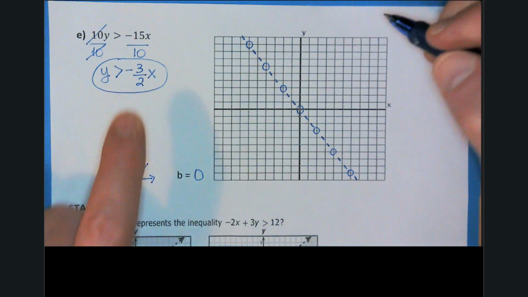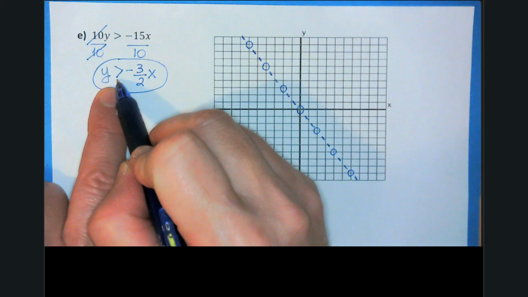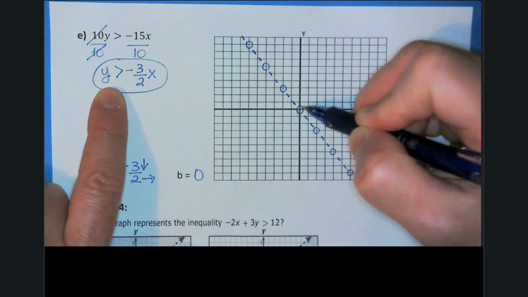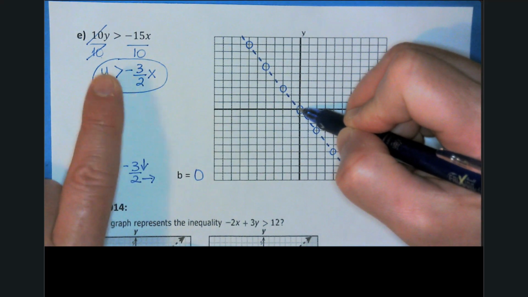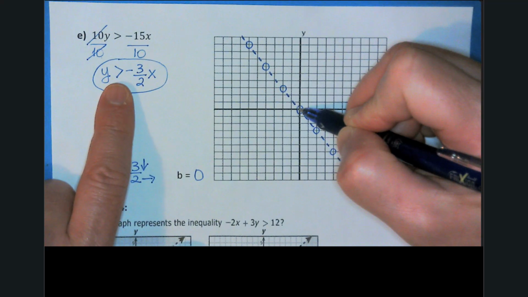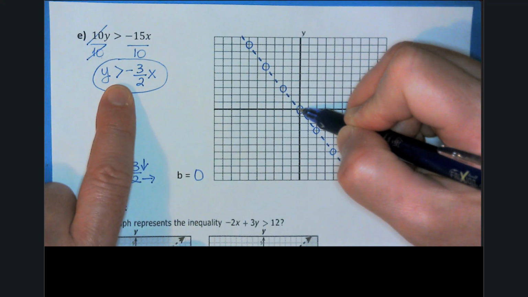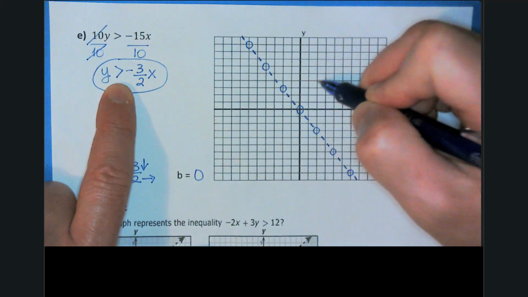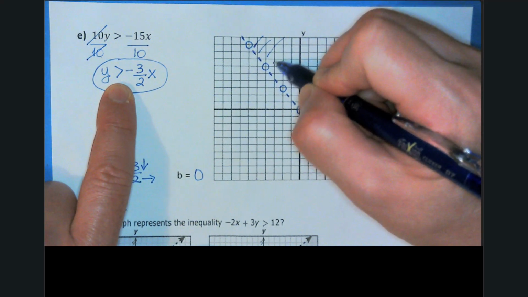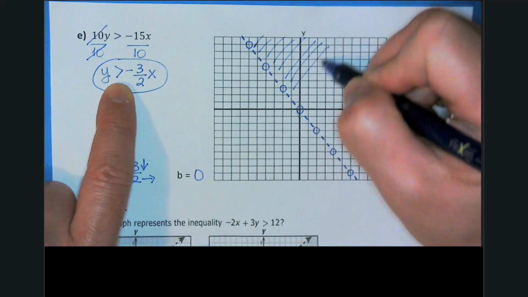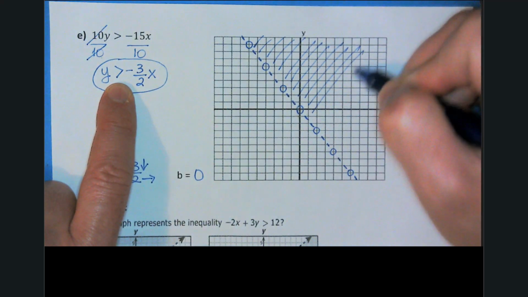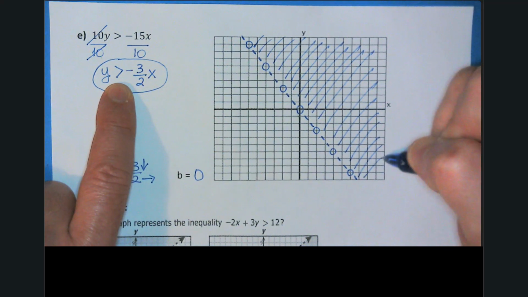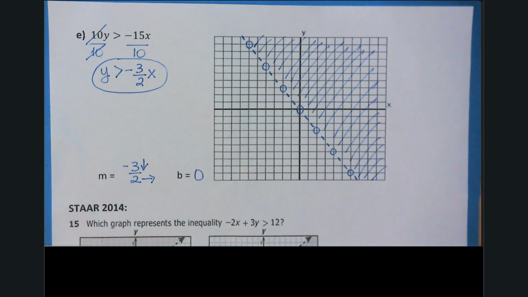Very well. Last step is to look right here where the y is alone. My symbol is greater than. Here's my elevator. The y-intercept is the elevator. I'm going to ask the elevator to go to a floor that is greater than I am right now. So that means I'm going to ask the elevator to go up. So maybe my pencil lands in this region. So that tells me that's where I need to shade. And there we go. Very good.